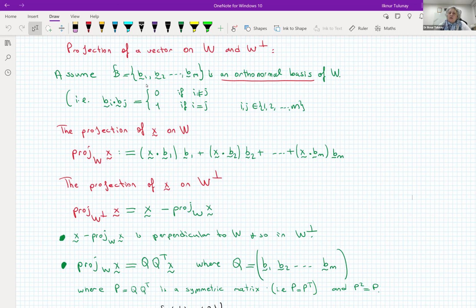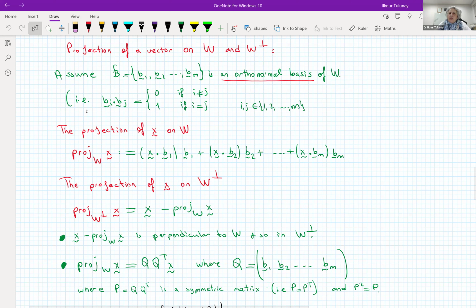You know this one from your lectures, but let's remind ourselves how to solve this problem. Assume we have a basis B1, B2, Bm. If it is an orthonormal basis of W, it means that Bi dot Bj is equal to 0 for different vectors, and if you take the dot product of a vector with itself, you obtain 1. Such a basis is called an orthonormal basis of W.